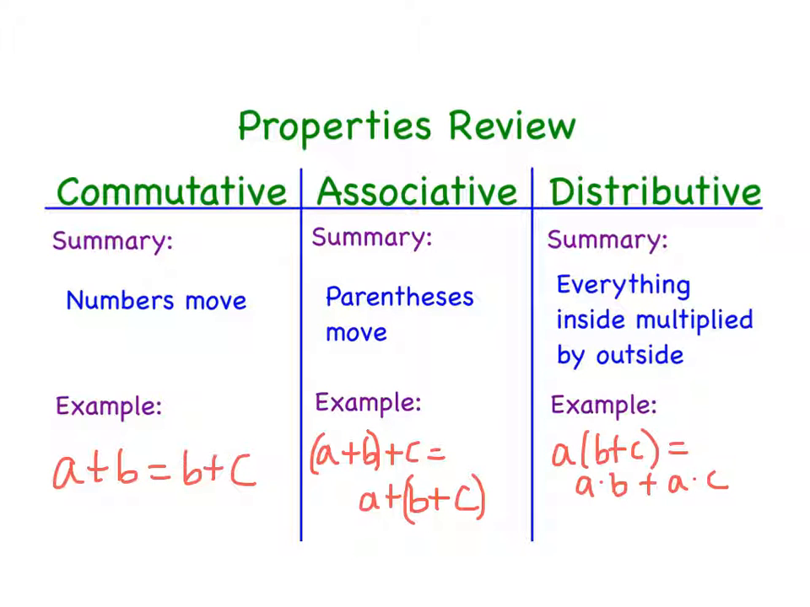Now, the information here in this graphic organizer isn't new. It's just a kid-friendly summary of the 3 different properties. So you can go ahead and fill these in on your notes. So for the commutative property, it means the numbers move. For the associative property, it means the parentheses move. And for the distributive property, it means everything inside is multiplied by the number outside. And here are some of those general examples. So you can use this graphic organizer as a study tool. Pause the video to record the information you need.